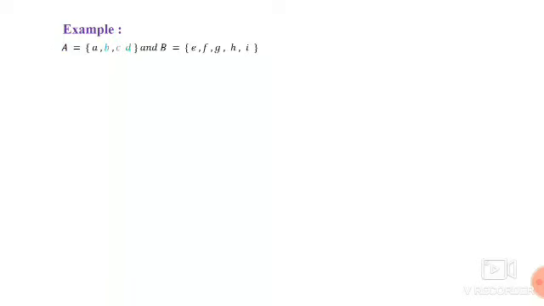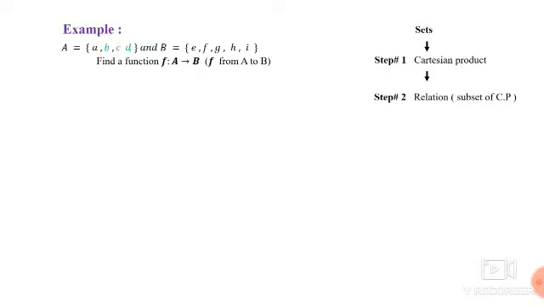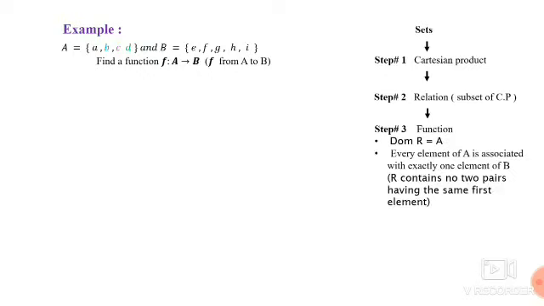Let us take an example. Set A is {A, B, C, D} and set B is {E, F, G, H, I}. We have to make a function f from set A to B. We have learned that when sets are given to us, the first step is to find the Cartesian product. Second step, to find a relation. To find a relation, we just make the subsets of the Cartesian product. If that relation satisfies the two conditions, it becomes a function.